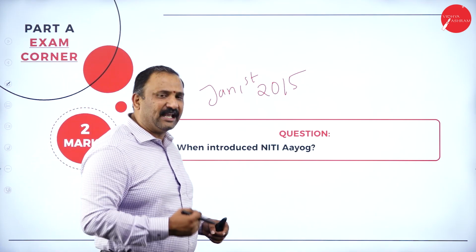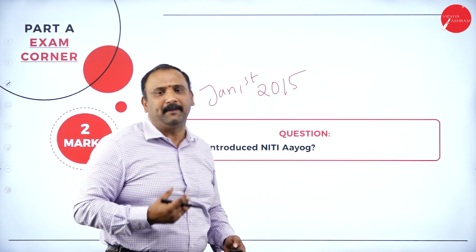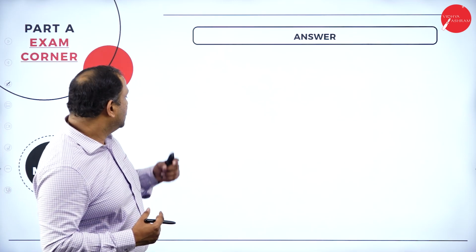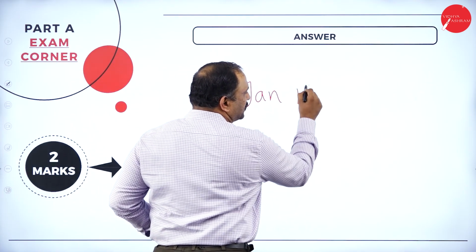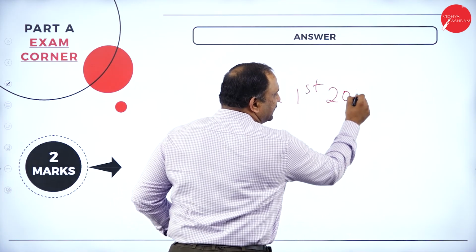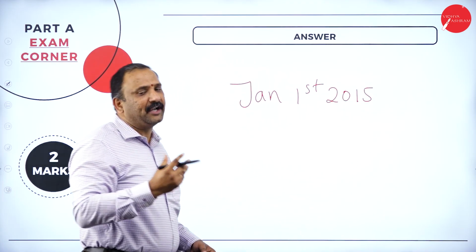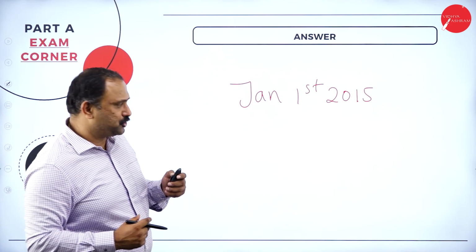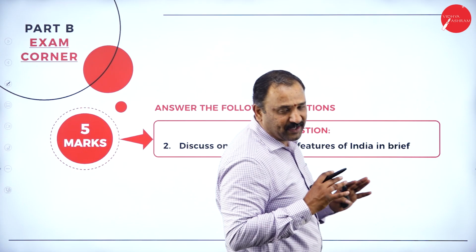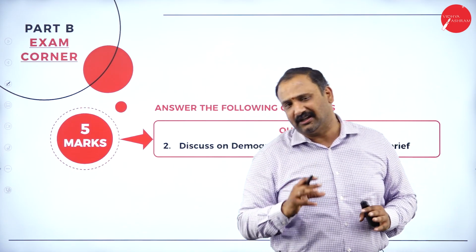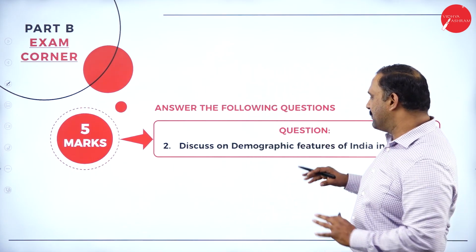Which is basically about the transformational process of the Planning Commission. Now, this is what we are going to say. It was formed on the date January 1st, 2015. It was introduced. So if you can write this much, you will definitely score your 2 marks. Now, moving further to the 5 marks questions that are very, very relevant for us in terms of scoring. Now, what are the 5 mark questions?